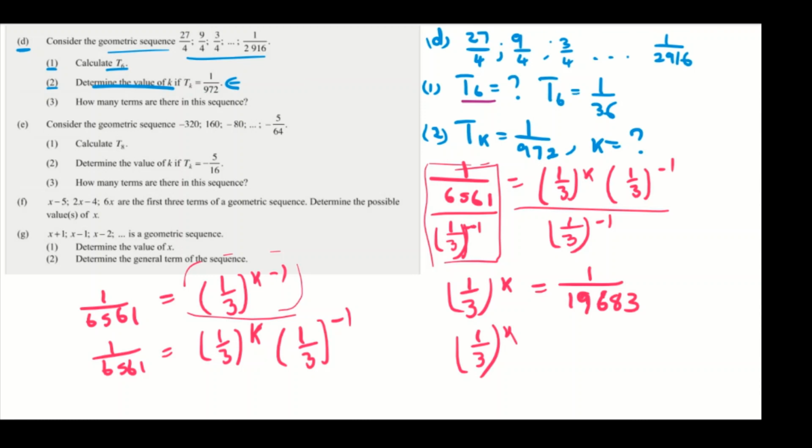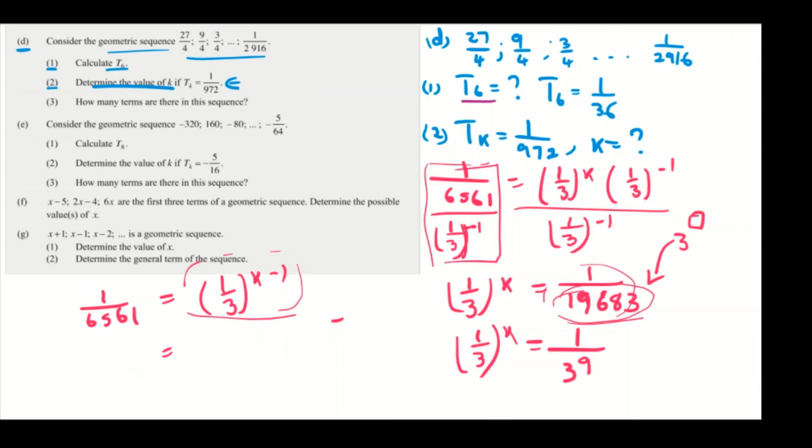Because the base is 1 over 3, change this into a base of 1 over 3. But for you to do that, you need to change this into a base of 3 first. So what is 3 to the power of whatever number giving you 19683? You're just going to punch in any value there. You can start from 1, 2, 3, 4 up until you get that answer. What I got is it has to be 3 to the power of 9. You're going to get 19683, right?